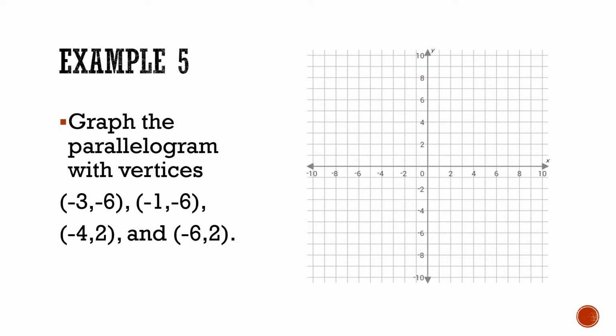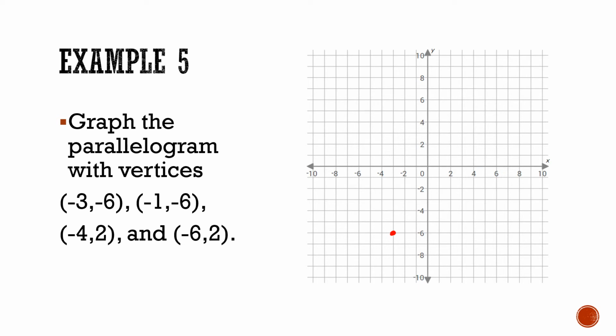All right, so our first point is at -3, -6. So you're still going to start here in the center at the origin. -3 means we'll go back 3, and -6 means we'll go down 6. Be very careful on these when you're graphing your points.